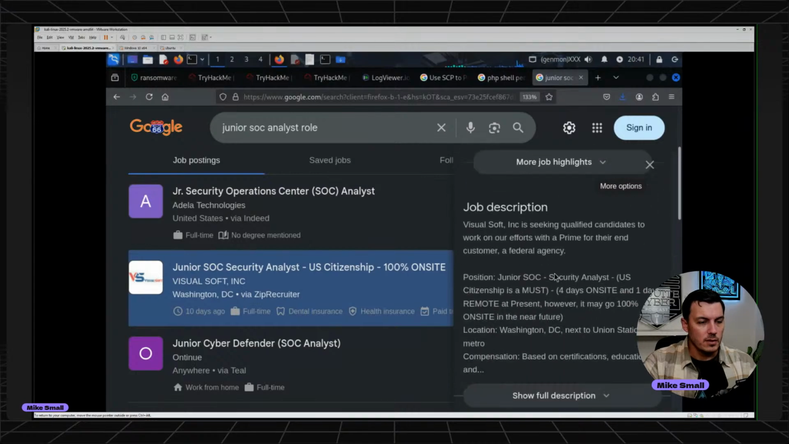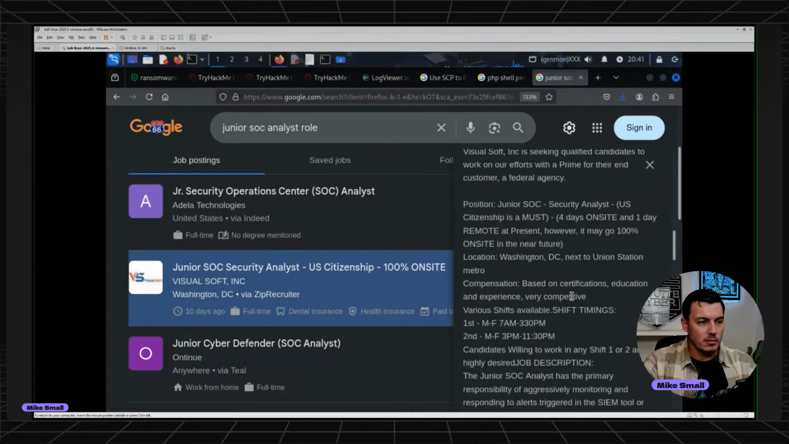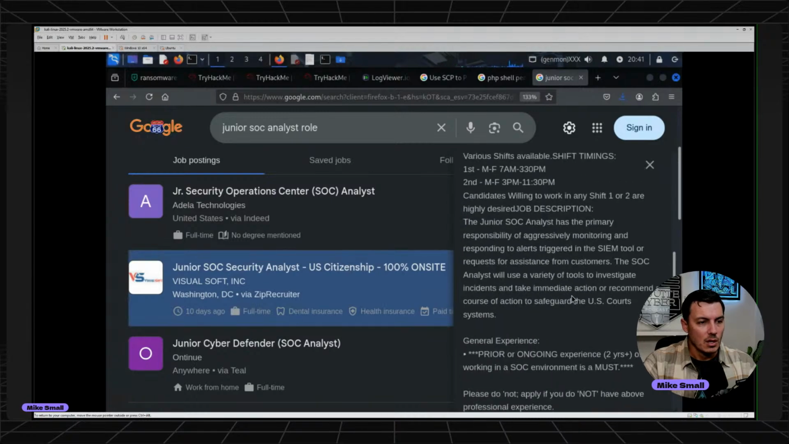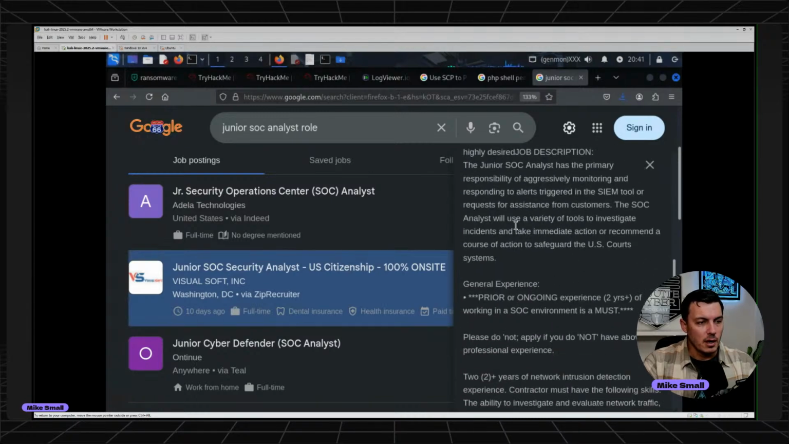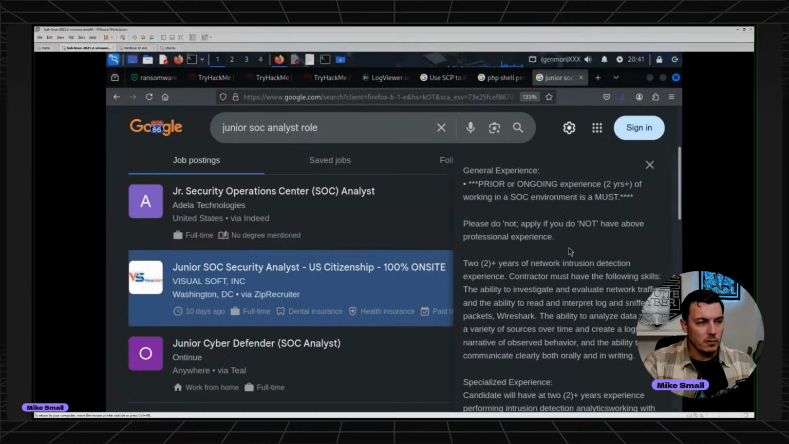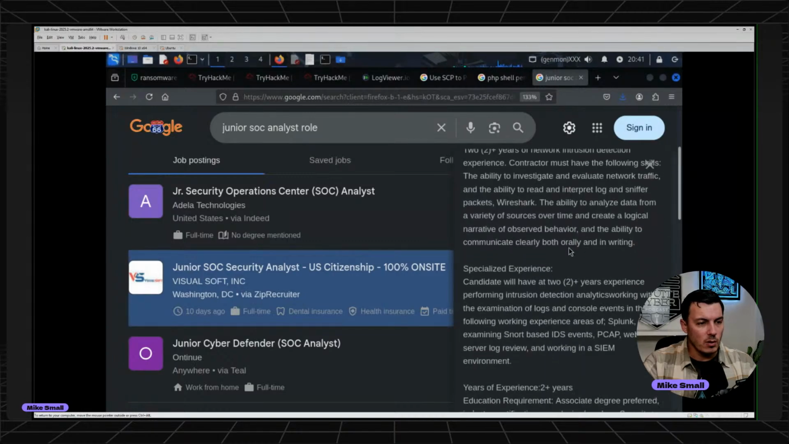Let's see, view, show full job description. I want to see the full one. So we're going in here. This is telling you what it is, but we're looking for the important section that says what we're looking for. So here we go: ability to investigate and evaluate network traffic. I think you had something to that effect. If you didn't have Wireshark, you should definitely be putting Wireshark in there.